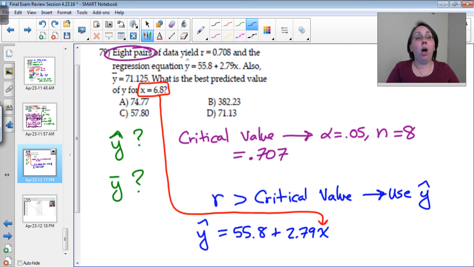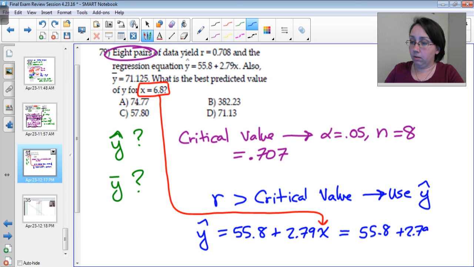When we did y bar, x doesn't matter because there's no pattern. It's like a shotgun blast if we just use y bar. Because there's no pattern, it doesn't matter what x is. Here, there's a pattern. So the bigger the x, more than likely the bigger the y, or sometimes the bigger the x, the smaller the y. The line dictates what's going to happen. So we just plug our x value in here, and we get the y hat.